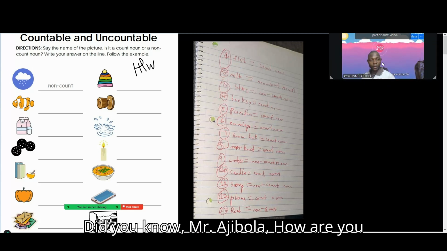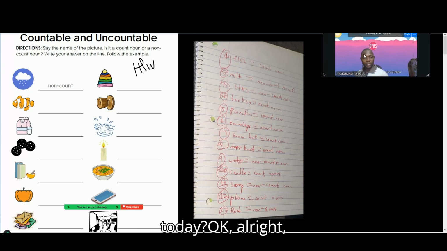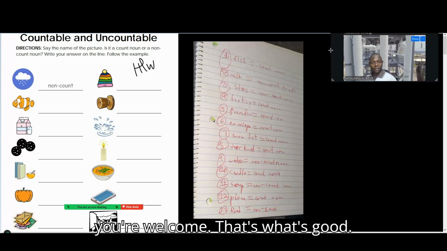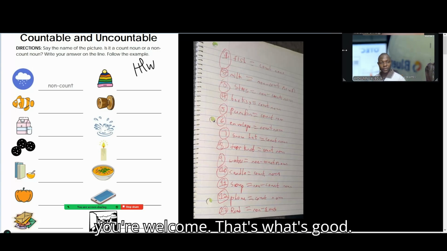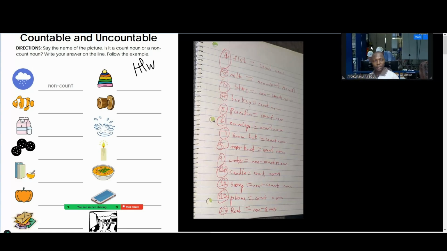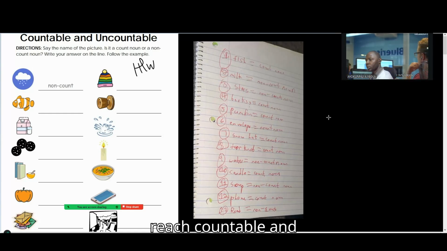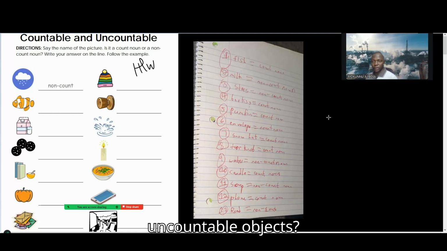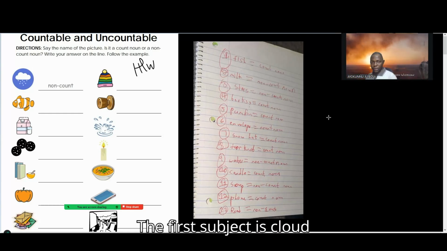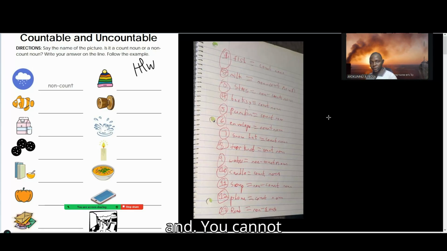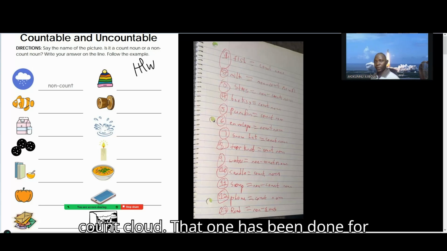Countable and uncountable objects. Today, Mr. Achibola. How are you today? I'm good. All right, you're welcome to class for today. We're dealing with countable and uncountable objects. The first object is cloud, and you cannot count cloud. That one has been done for us.